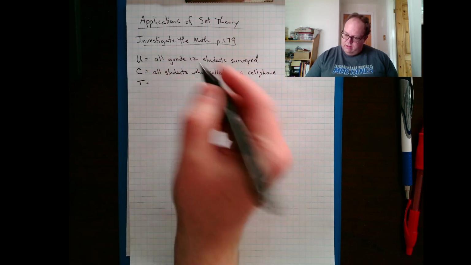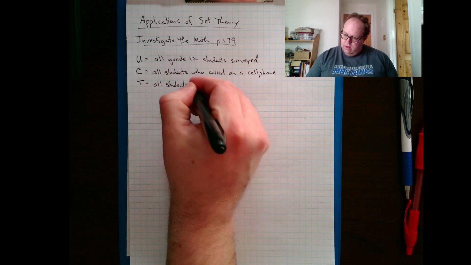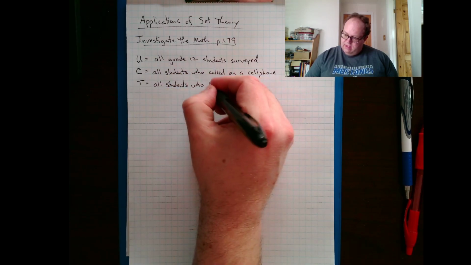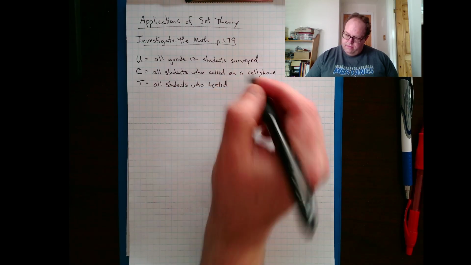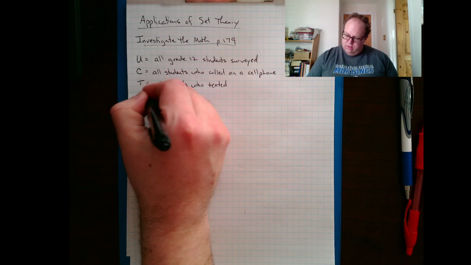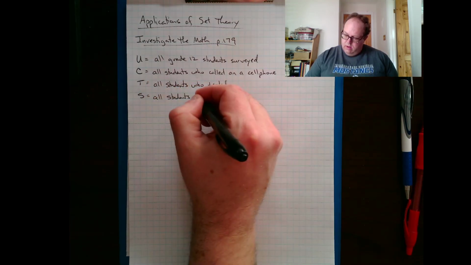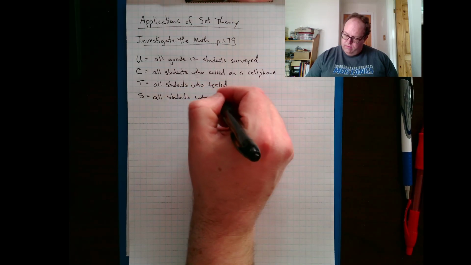T is all students who texted, and S would be all students who used social networking.